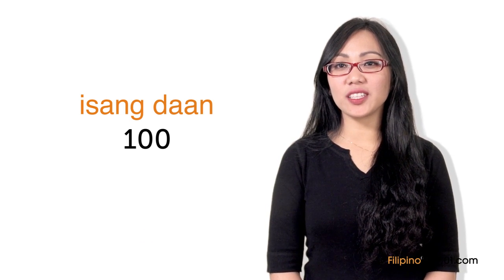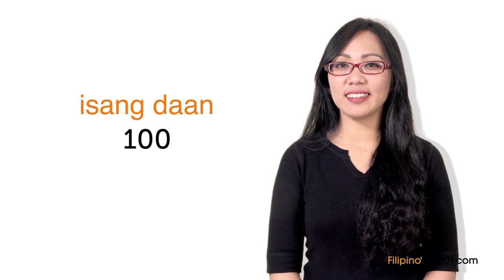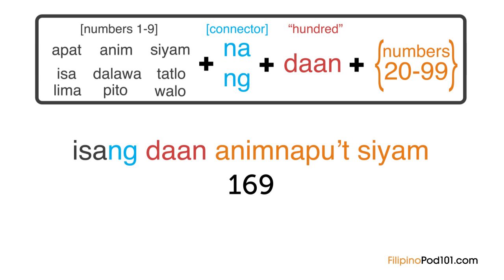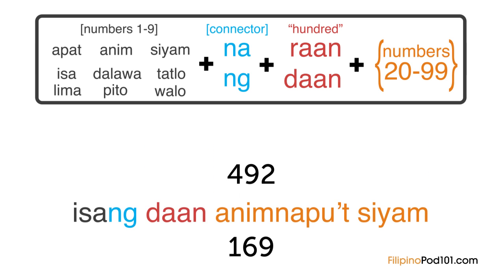Now let's try counting up to 999. For compound numbers in the hundreds, the formula is numbers 1 to 9 plus connector plus daan plus numbers 20 to 99. For example, 169. One thing to note is that daan becomes raan when the NA connector is used. For example, 492.